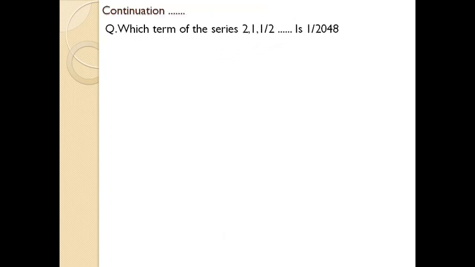Next one, which term of the series 2, 1, 1 by 2, going on till 1 by 2048. From that, we can extract the known values such as a equal to 2, r equal to 1 by 2. We don't know the value of n because the question asks which term of the series is 1 by 2048. And Tn equal to 1 by 2048.